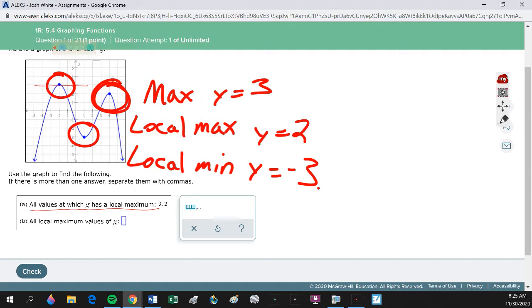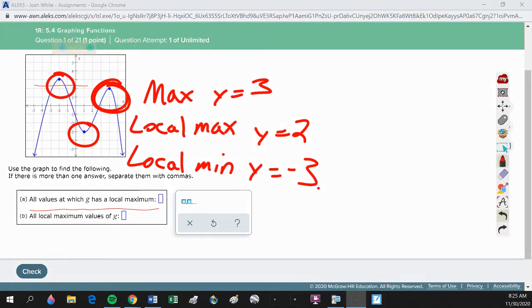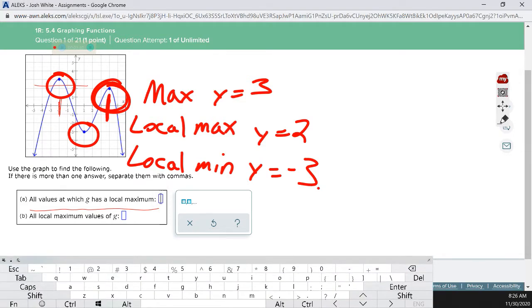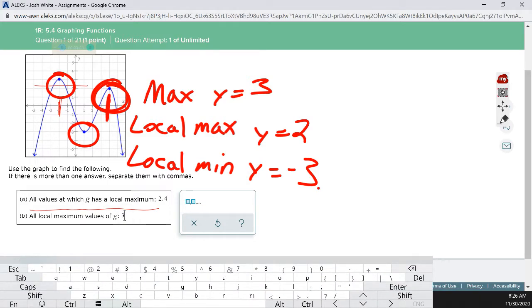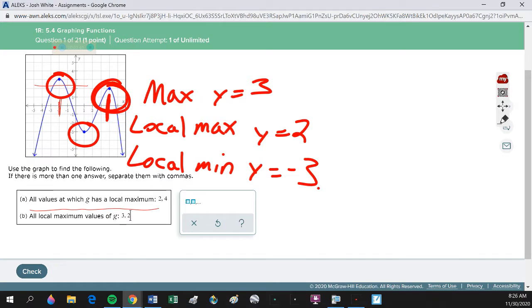Oh, it wants the x values here. So it says, where are there local maximums? So at 2 and at 4, there are local maximums. I think that's what it's asking. So let's say 2, 4. And then what are the maximums? Maybe. The maximums are at 3 and at 2. Those are the x's.